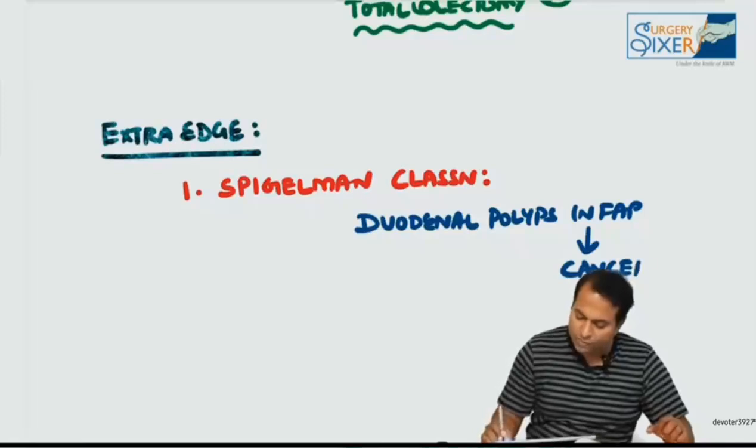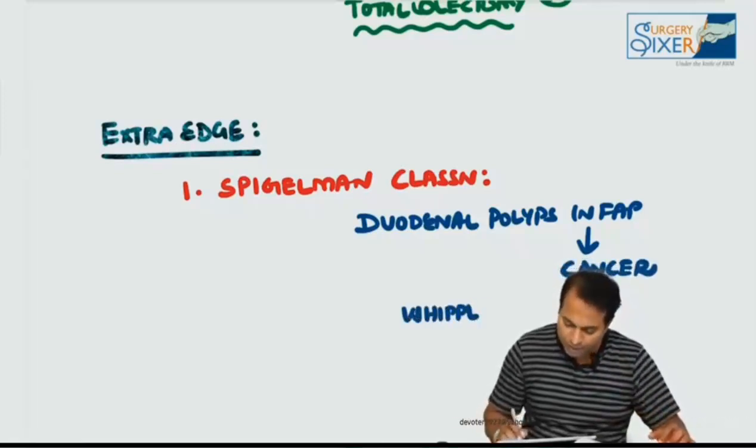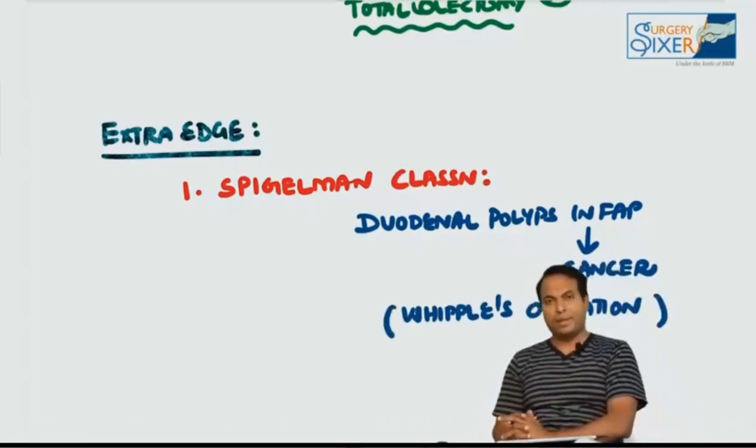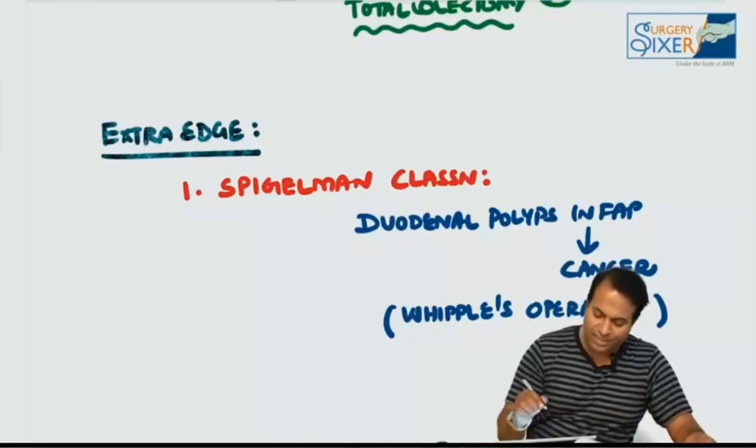Based on this classification, we will decide when to do Whipple's operation, because the duodenal polyps will go for cancer. That is the Spiegelman classification of FAP.